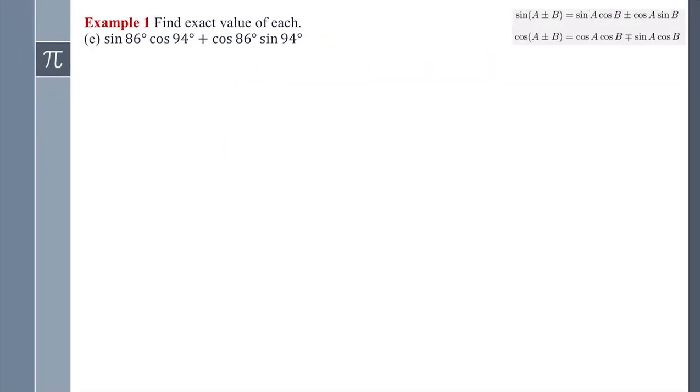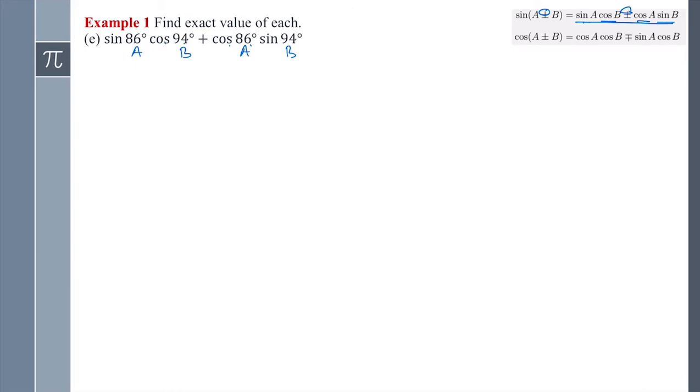Now this one, earlier we were going from left to right using those identities. Now if you look over here, we have the expanded form. So what we have here is sine 86 cosine 94 plus cosine 86 sine 94. So this is the same as sine A cosine B plus cosine A sine B. So it is just like this one, and we have a plus. So it is this formula.